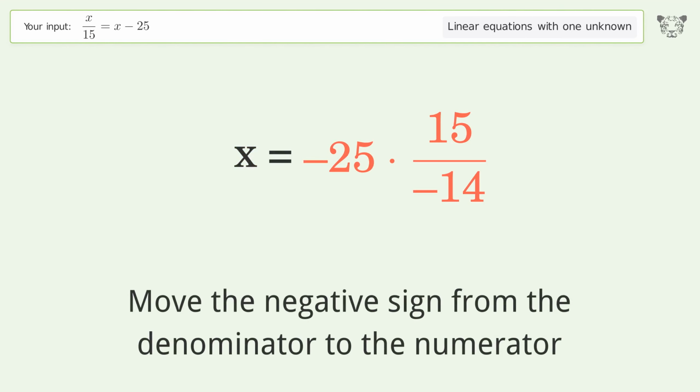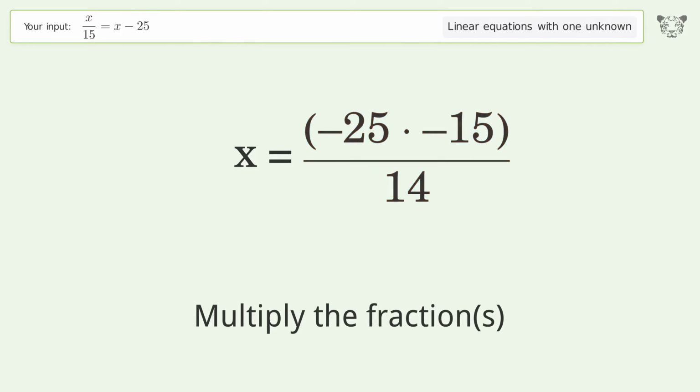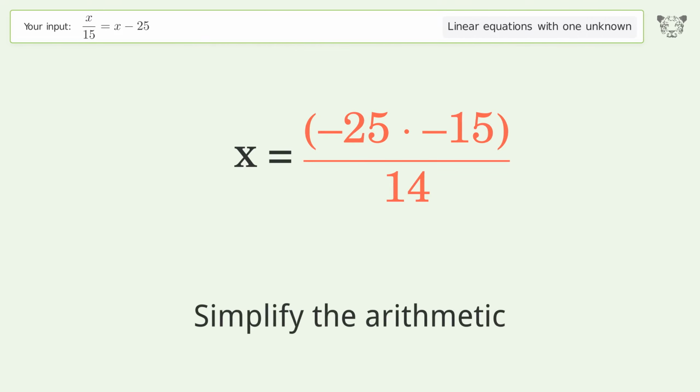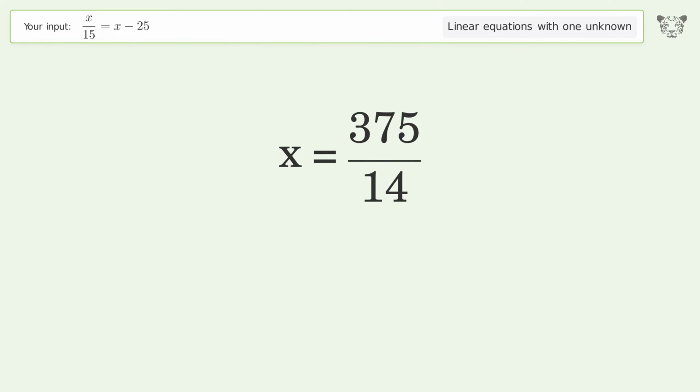Move the negative sign from the denominator to the numerator. Multiply the fractions. Simplify the arithmetic. And so the final result is x equals 375 over 14.